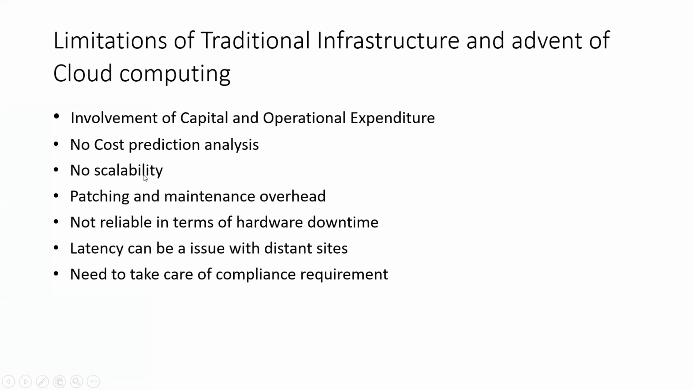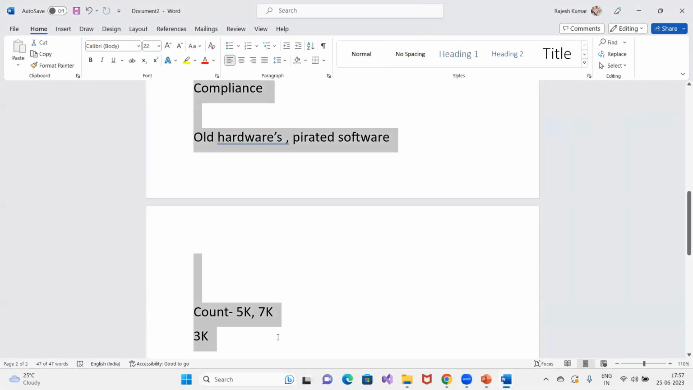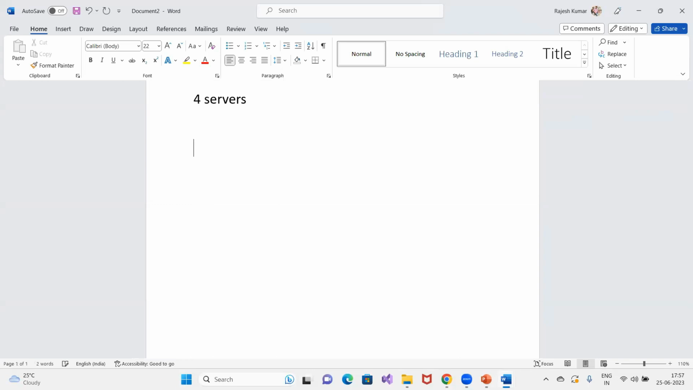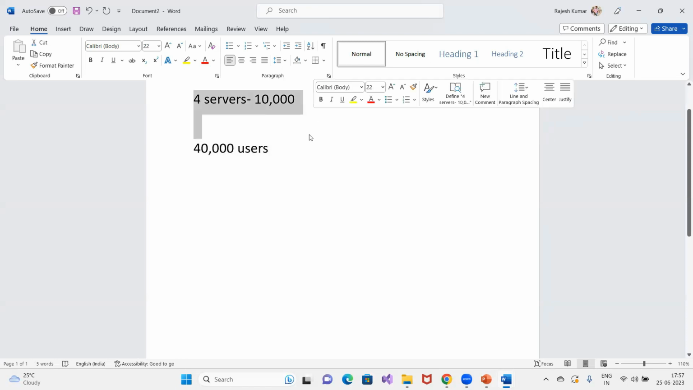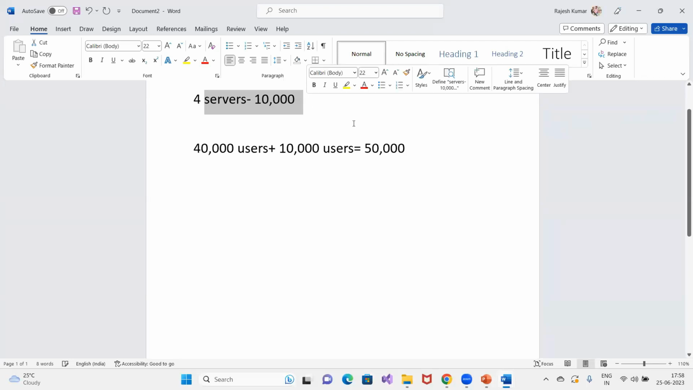That scalability is not available in on-premises. If the load is increasing, your on-premises infrastructure is not able to handle it. Suppose I have 4 physical servers in my company. One server is capable of handling 10,000 users, so four servers can handle 40,000 users. It means 40,000 users can regularly come and access my website. But on one fine day, if there is an increment of 10,000 users, and in total 50,000 users are accessing my website, then my hardware is not sufficient to handle that load. So that's also one of the problems.